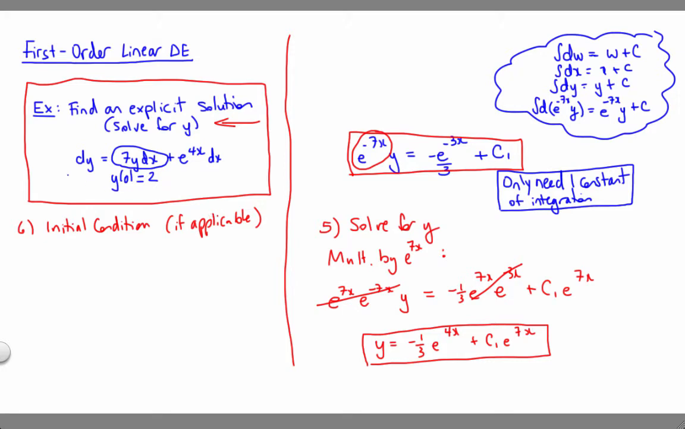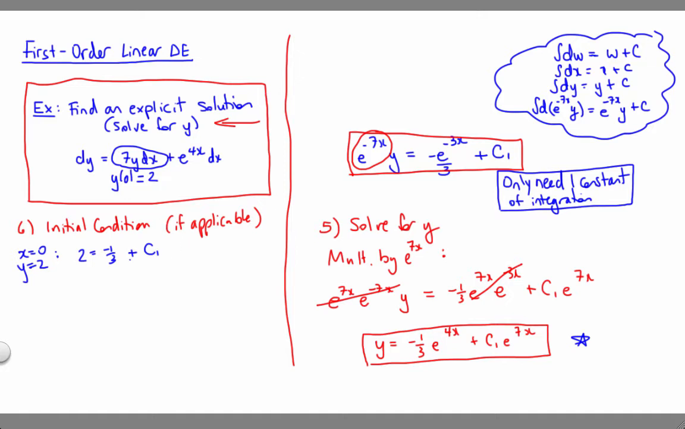Alright, so our initial condition is that y of 0 equals 2, meaning if we plug in the x value 0 and the y value 2, we're going to be able to solve for our unknown constant. So let's look back at this step here and let's plug in. So we'd have 2 equals minus 1/3 times, well, e to the 0 is going to be 1. So I don't really even want to write that down. I just want to say 2 equals minus 1/3 plus this unknown c1 times, and again, e to the 0 is going to be 1. So I don't really want to write that 1 down. I just want to say plus c1.